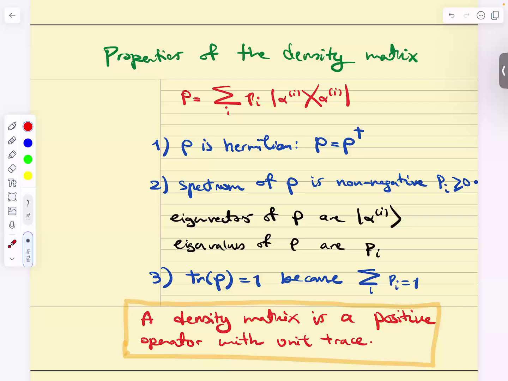All right, Hamiltonian is positive. Well, okay. I'm not gonna bug you.